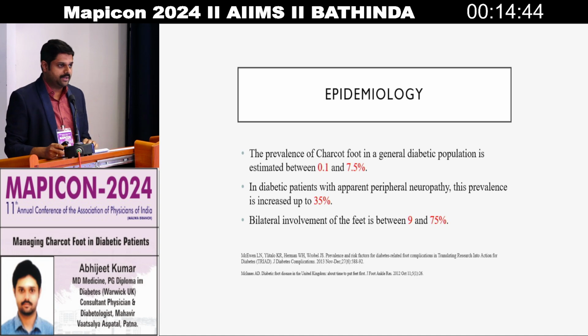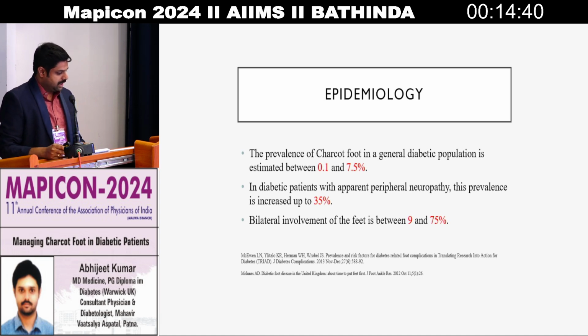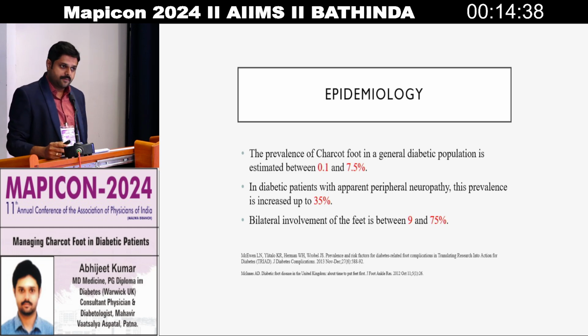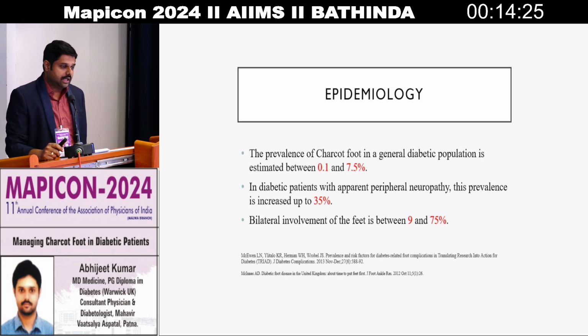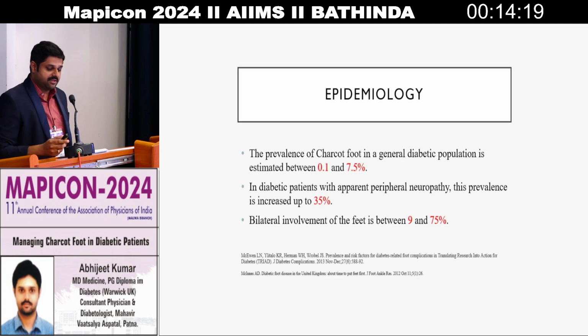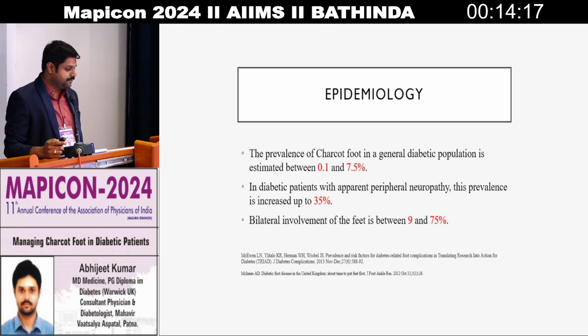So coming to the epidemiology, we have eye-opening numbers about the epidemiology of Charcot foot. It is prevalent at around 0.1 to 7.5% in patients of diabetes. But surprisingly, the prevalence rate goes up 5 times to 35% in patients of diabetic neuropathy. We have bilateral involvement of the feet between 9 and 75%, which is a very huge number.